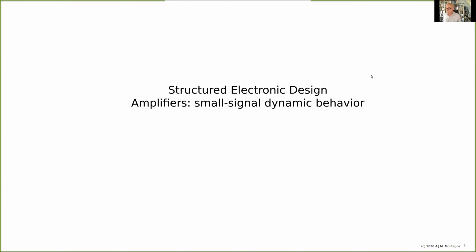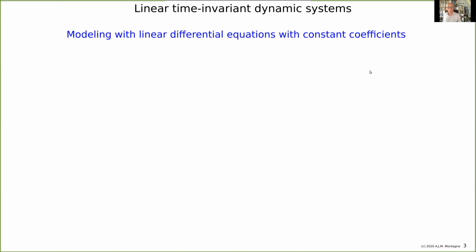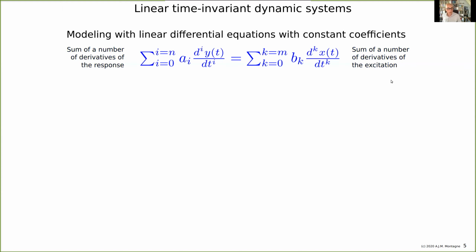Behavior of an amplifier. We model it as a linear time-invariant dynamic system, basically what we do. And you use differential equations with constant coefficients, linear differential equations with constant coefficients, which means such a differential equation says the sum of a number of derivatives of a response equals the sum of a number of derivatives of the excitation. Excitation is input signal, response is output signal in plain English.